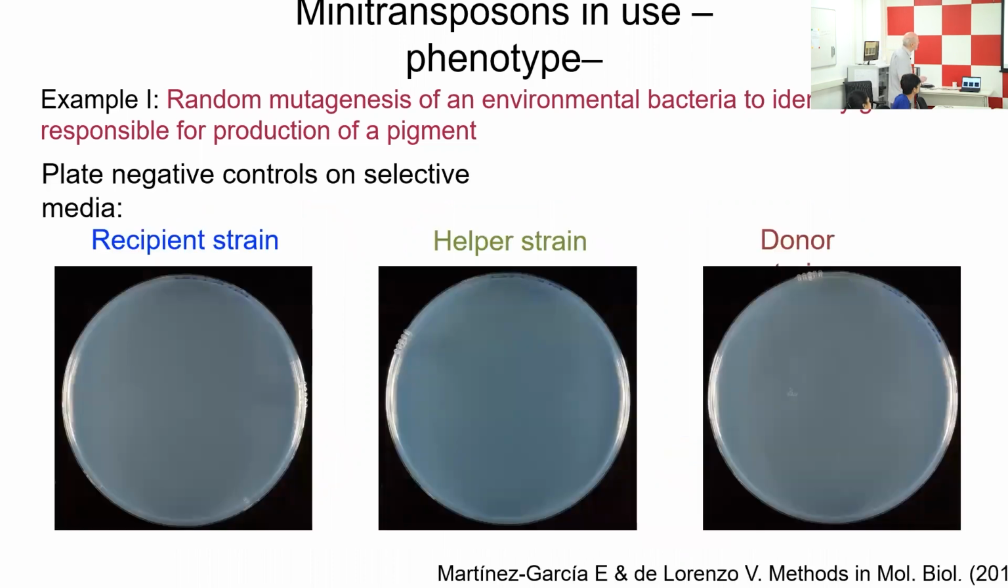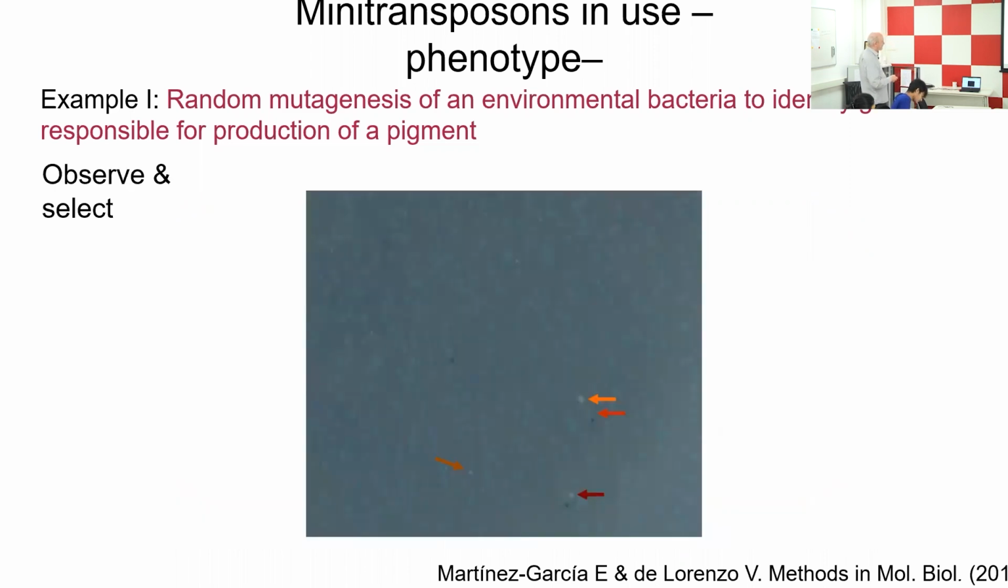So I don't know if you can see it there, probably not much. And in the mating, you have a recipient strain, you have a donor strain, and you have a helper strain for formation of these three-parted matings that we discussed the other day, okay?